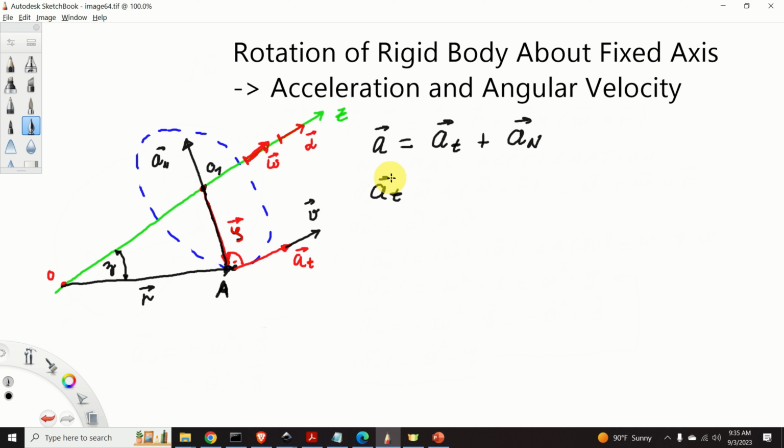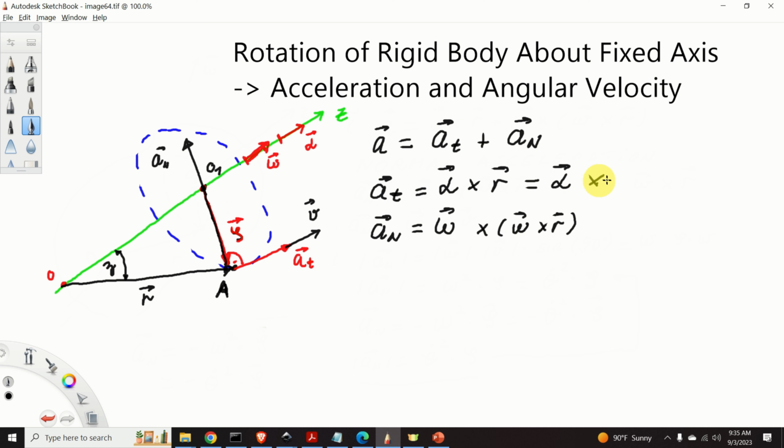AT can be represented as alpha cross rho, where alpha is the angular acceleration and r is this vector, and AN is usually represented by omega cross r. Then we concluded that we can also represent the normal acceleration as omega cross r, here's the vector rho, and this expression can also be represented in terms of rho as minus omega square times rho.